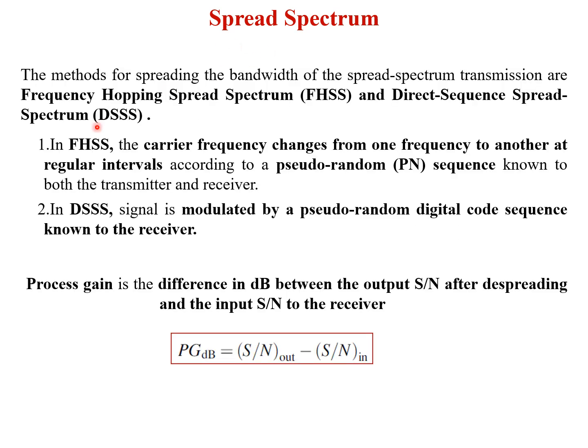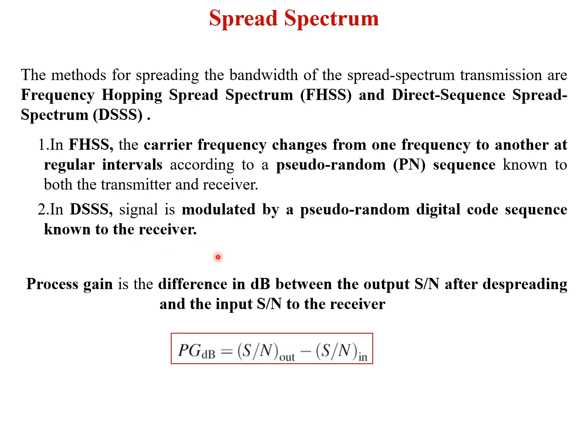There are two types of spread spectrum technique. One is frequency hopping spread spectrum and the second one is direct sequence spread spectrum. In frequency hopping spread spectrum, the carrier frequency changes from one frequency to another at regular intervals according to a PN sequence, which is known to both transmitter and receiver. Whereas in direct sequence spread spectrum, the signal is modulated by a PN sequence known to the receiver.